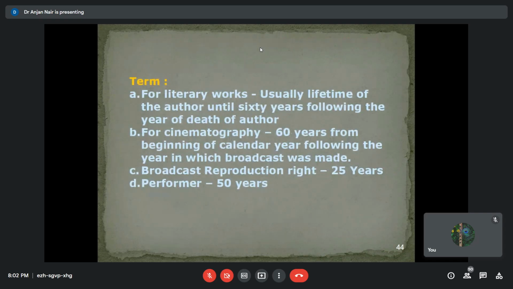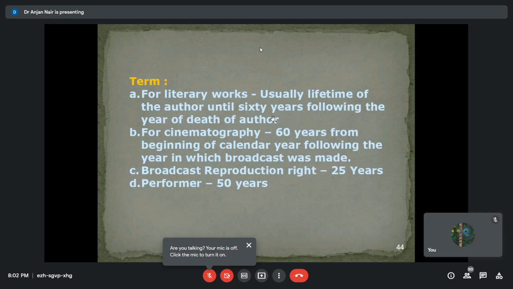Again, basically, there's a term. For literary works, it's the lifetime of the author. So if you have written a book now at the age of, say, 20, till you die you have the copyright with you, plus 60 years following the death of the author. So you can even transfer your copyright to your legal heir, your children or grandchildren. You can pass on that copyright.